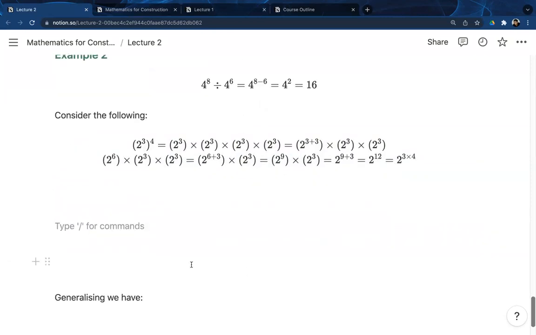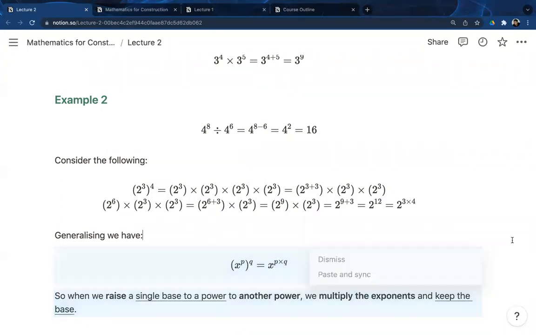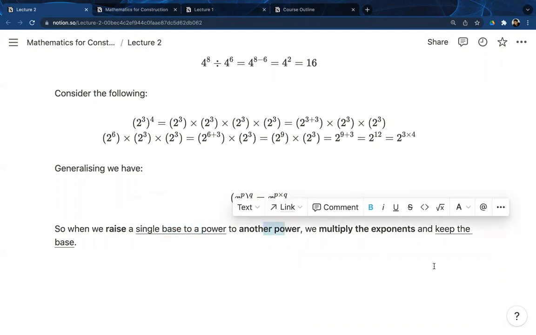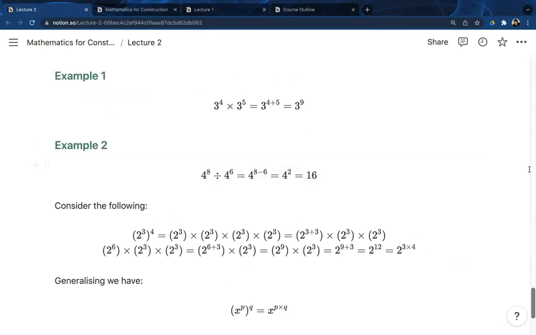So if we had to generalize, we could say if I have some number or letter x to the p and I raise that to the power q, I multiply the indices. So you have a single base to a power, and then you raise that to another power. We have to multiply the exponents and keep the base. So let's try an example.